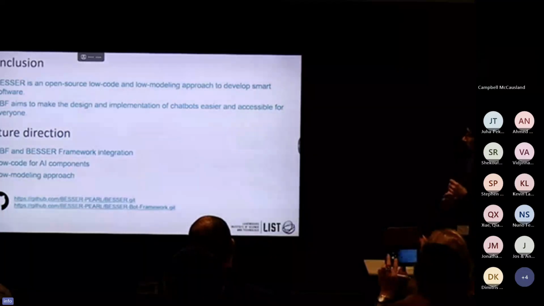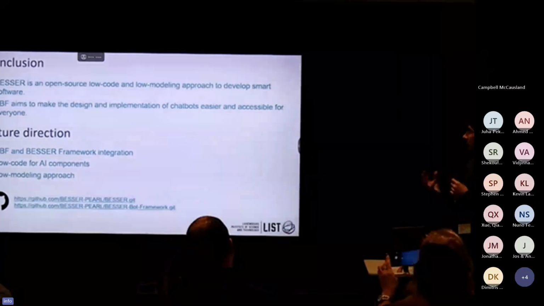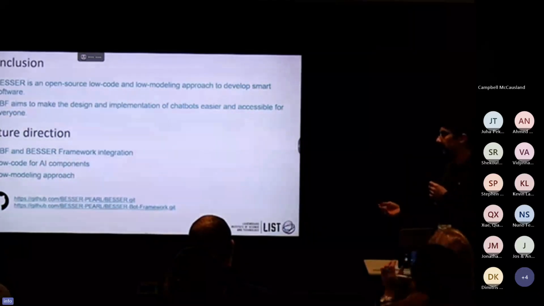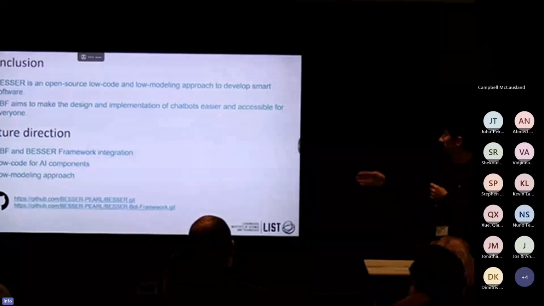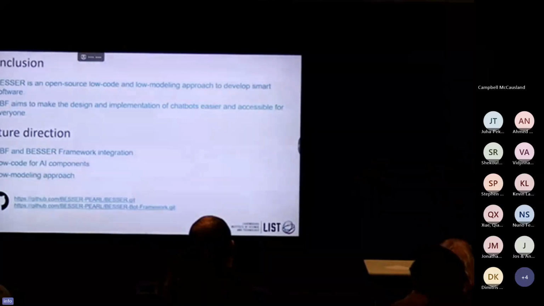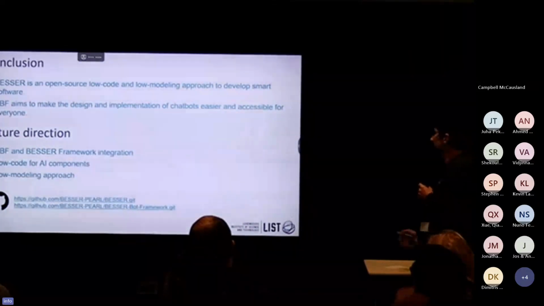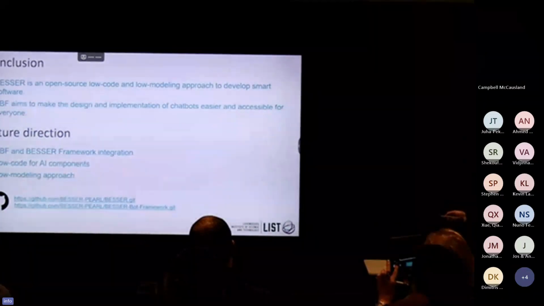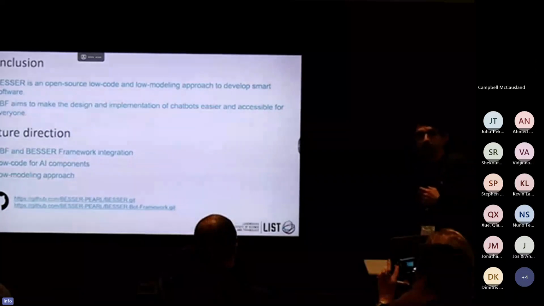As a future direction, of course, we want to integrate both. So we are extending our BAML language to enable the modeling of state machines, basically to enable the user to model a chatbot using our BAML language. And as a future direction, of course, we have a lot of work. We also have to work on the low-code part for AI components and also the low-modeling approach. That is something that we have to start to work on.